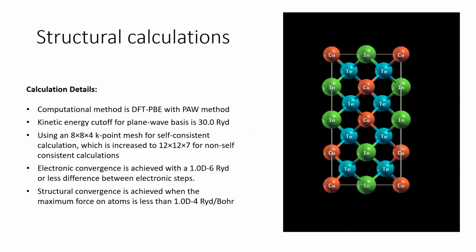The first DFT calculations I ran through Quantum Espresso calculated the structural qualities of the materials. From these, I was able to visualize the atomic structures of the materials, such as in the image to the right. For my computational method, I used a DFT PBE functional with the PAW method.